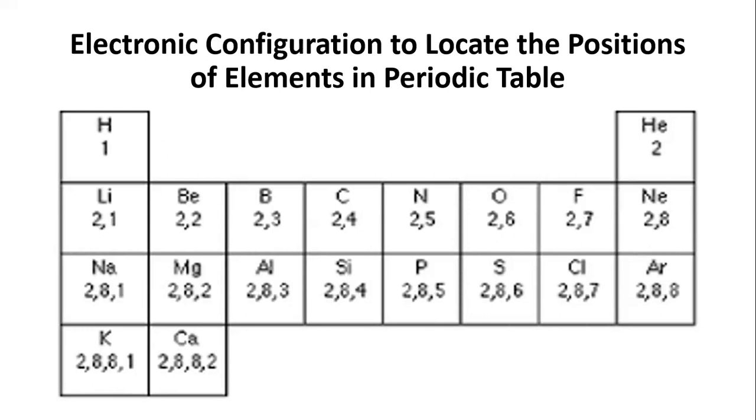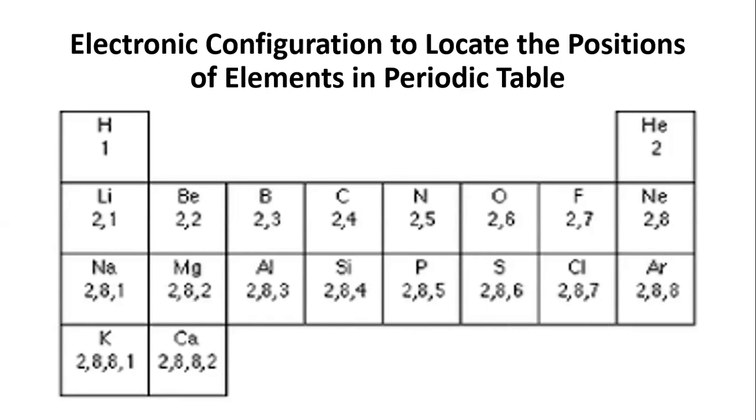Now, as you can see in this periodic table, there are groups and periods. Groups are the vertical columns. So in this periodic table, there are 8 of them: Group 1, 2, 3, 4, 5, 6, 7, 8. So there are 8 groups.